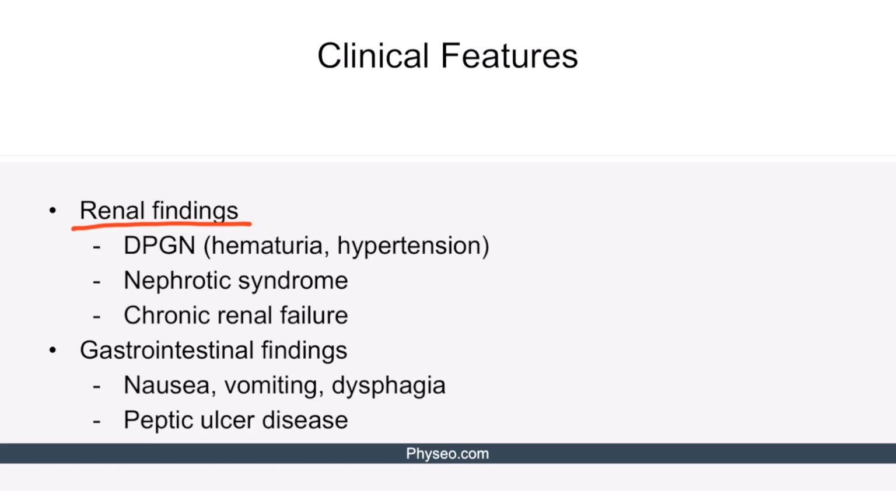Diffuse proliferative glomerulonephritis is the most common and severe glomerular disease. It presents as a nephritic syndrome, with findings like hematuria and hypertension. Patients with lupus also present with nephrotic syndrome and proteinuria, as we will discuss in the laboratory findings. Chronic renal failure is a common cause of death in these patients. The gastrointestinal findings include nausea, vomiting, dysphagia, and peptic ulcer disease.